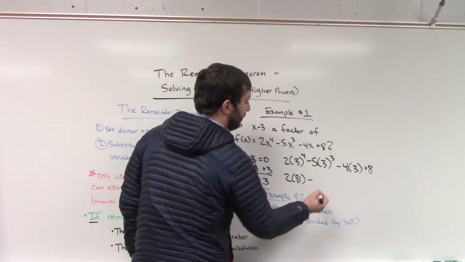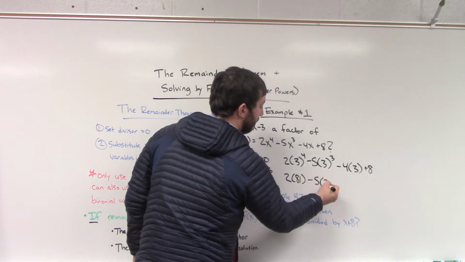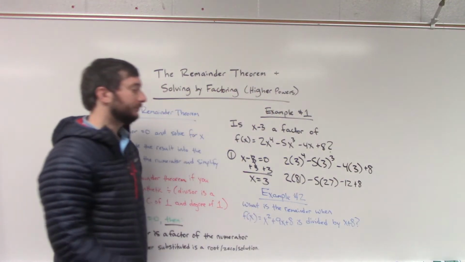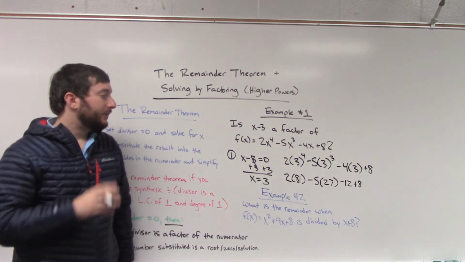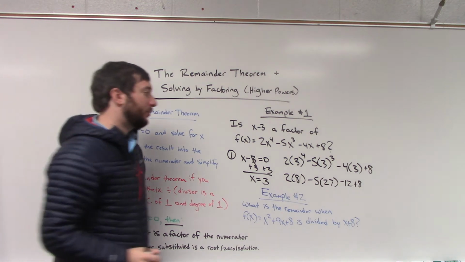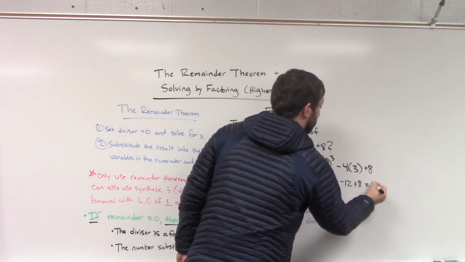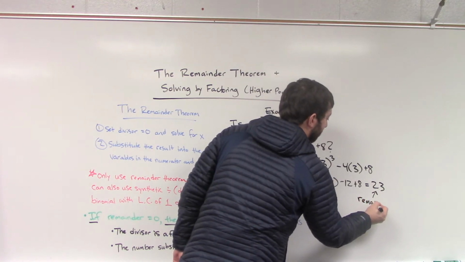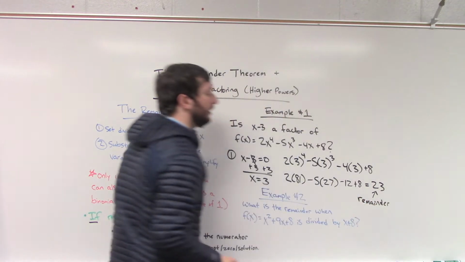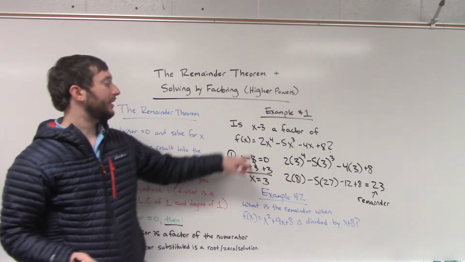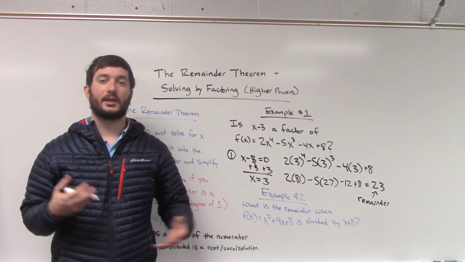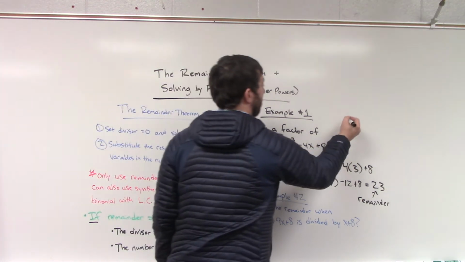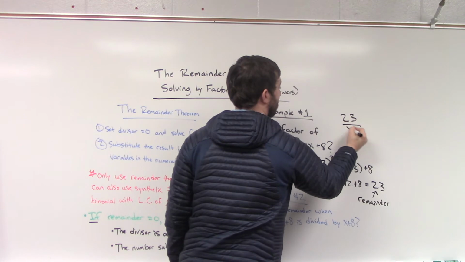Simplify this expression. 27 minus 12 plus 8. Okay. And if you do simplify that all the way, what you'll end up with is that the remainder, the number that you find here, is 23. You have 23 units left over. If you were going to divide this by this using synthetic or long division, you would get the same answer, a remainder of 23. And remember, the way that we write that would be 23 over x minus 3.